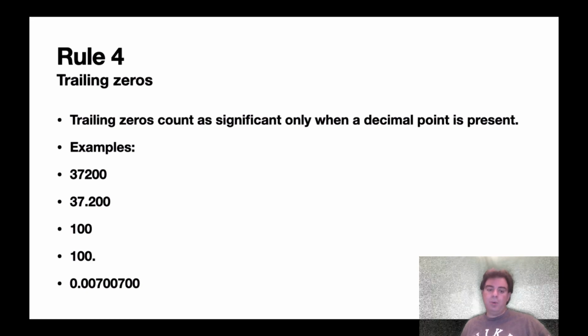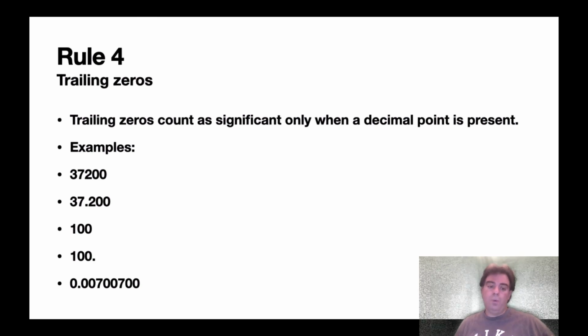In the second example, now we do have a decimal. It's almost identical in every respect to the first problem, with the exception of the decimal point being present. So 37.200. In this case, the 3, the 7, and the 2 count because of rule number 1. These are non-zero digits, so they all count as significant. And now the trailing zeros at the end count because a decimal point is present. So the 3, the 7, the 2, the 0, and the 0 all count as significant because the decimal point is present.